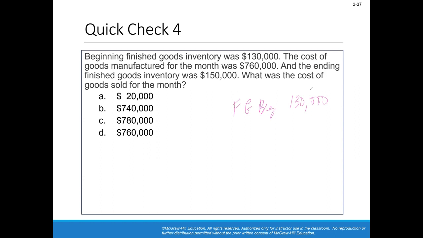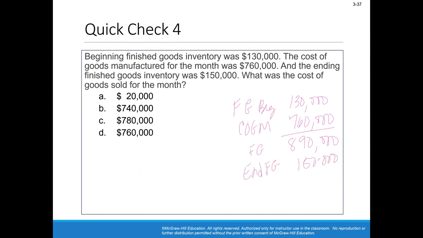So we had the finished goods of 130,000. We had that cost of goods manufactured of 760,000. So what total is that? That's 890,000. Okay, that's the finished goods inventory that's available that I can sell. Now, how much is left in my ending inventory? It's saying that the ending finished goods is 150,000.